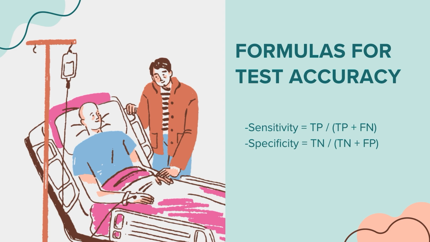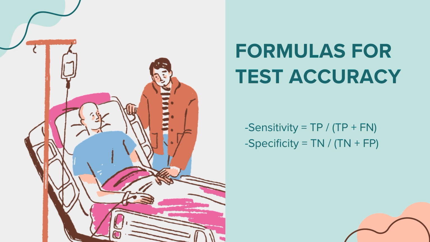For example, let's look at a sample problem. Imagine we have a screening test for disease X used on 200 people. 50 people actually have the disease. The test correctly identifies 45 of them. Those are true positives. And it misses 5. Those are false negatives. 150 people do not have the disease. The test correctly identifies 135 as disease-free. Those are true negatives. It incorrectly labels 15 as positive.